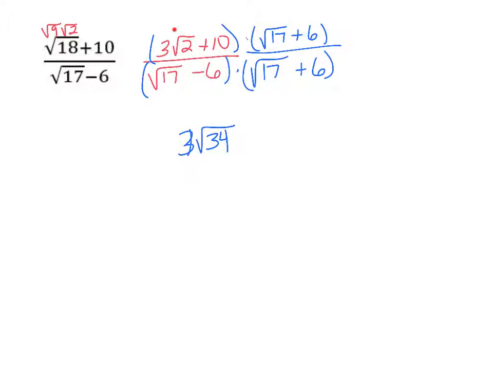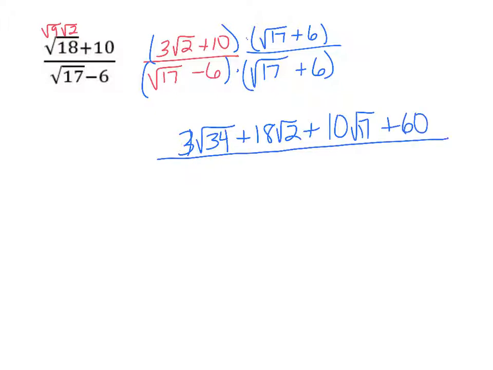Then I'm going to do outer. 3 root 2 times 6. That's going to be an 18 root 2. Now let's multiply inner. 10 times root 17. These are all positive because everything was a positive up there. And now last is the 10 times 6. That's just a 60. Ooh, that's a lot of stuff up there.